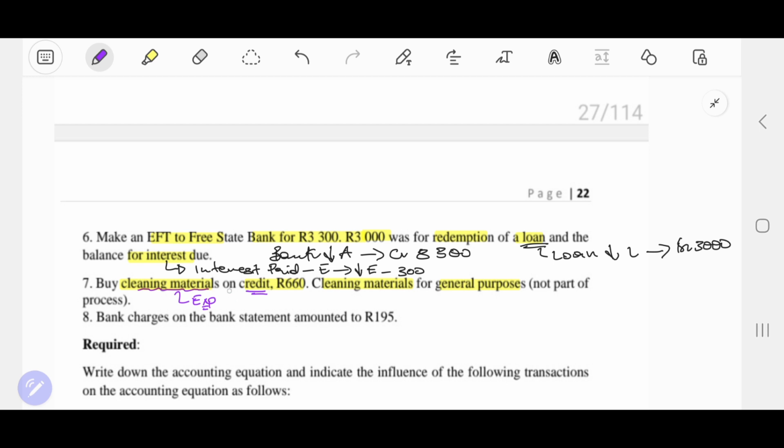So here we are going to say, okay, this is going to increase, of course, our expenses as well. And when expenses increase, this results in a decrease in equity, because expenses result in a decrease in equity. And then these expenses were bought on credit, so that means that payables are going to be affected as well. And then our payables are going to increase, which means that our liabilities are increasing, and this is the increase on the credit side. Here expenses decrease equity on the debit side.